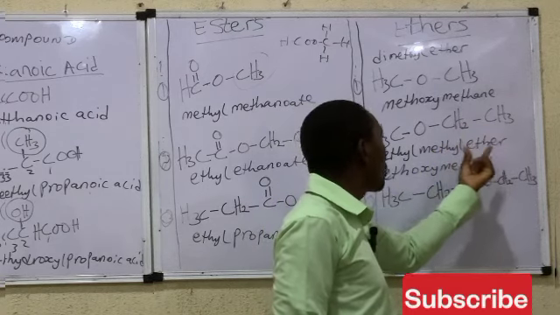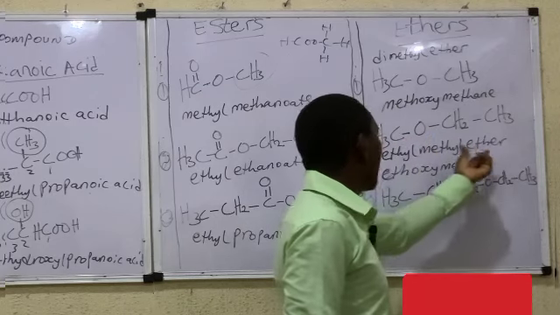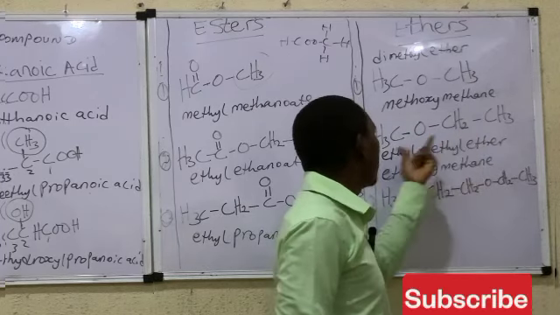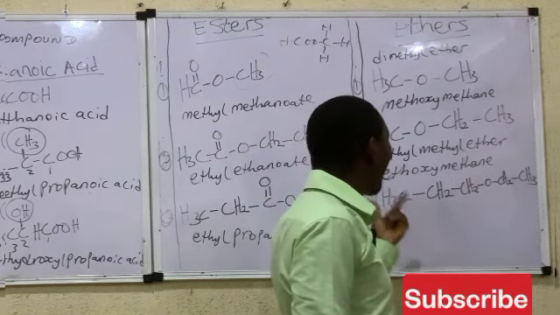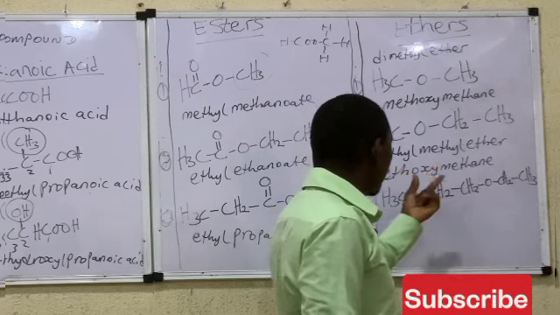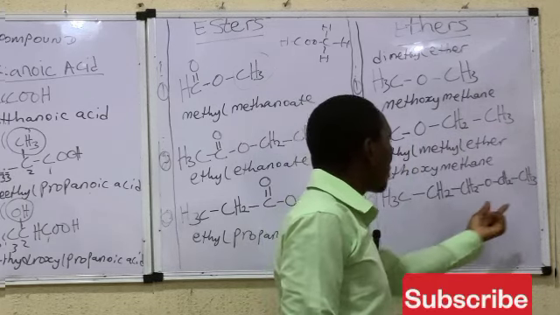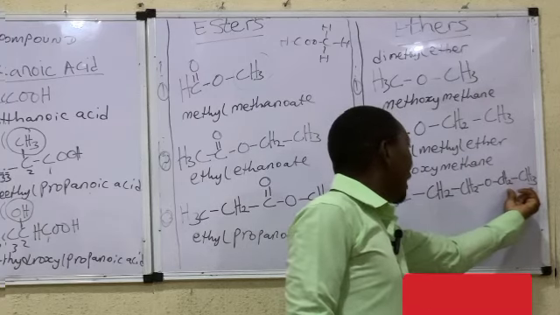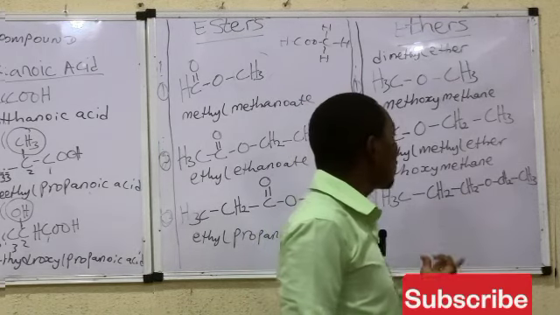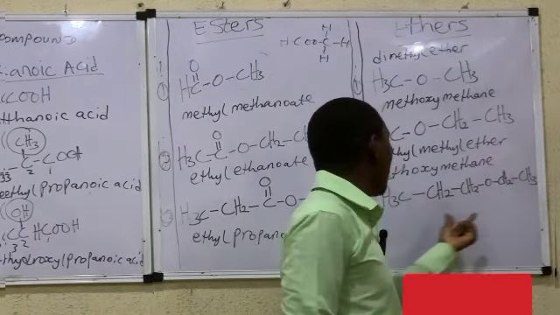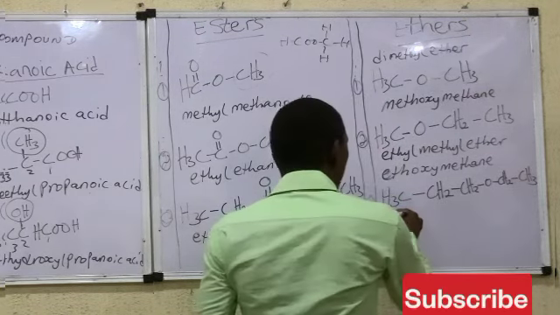Now look at this one now. We have the old system. We have what? Ethyl methyl ether. Ethyl methyl ether. All right. But the new or the IUPAC nomenclature again is actually ethoxy methane. Now, the last one is what? Ethoxy propane. But the old system will now say ethyl propyl ether. So let's write the old system first.